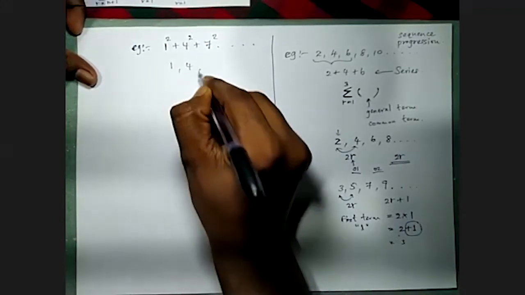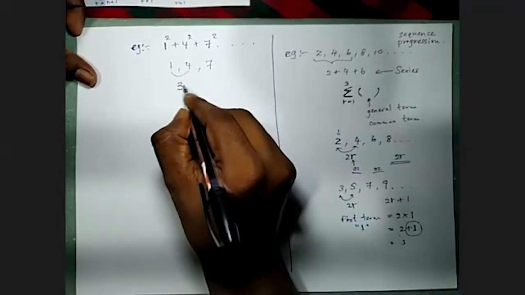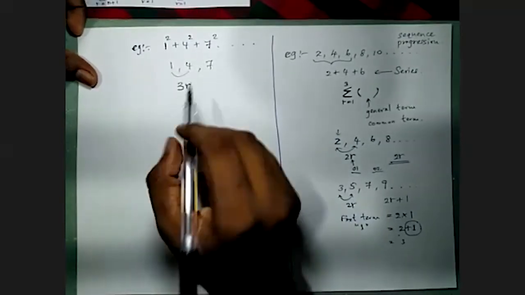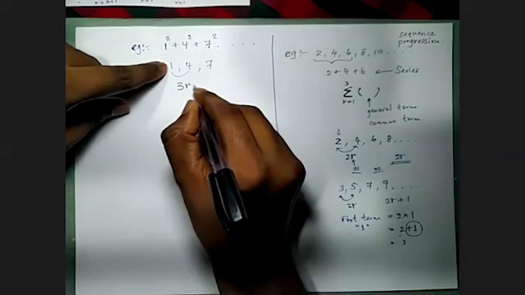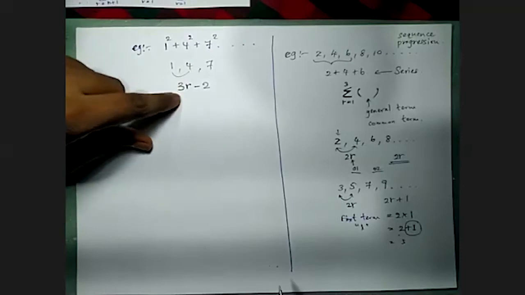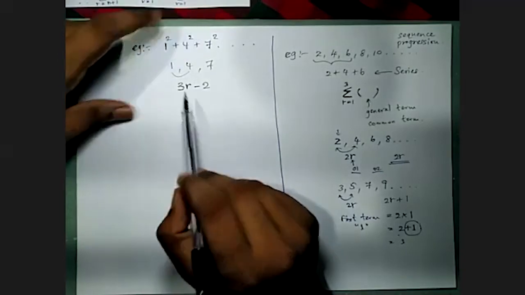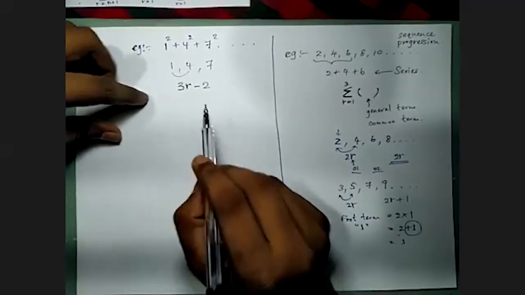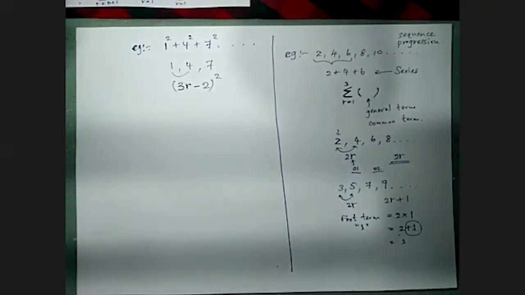Just consider the numbers 1, 4, 7. The common difference is 3. Then multiply that by r. You have 3r. Then substitute 1 here. 3 times 1 is 3. We should have 1. That means we have to subtract 2 from our answer 3. Then the general term without the square is just 3r minus 2. Since we have a square in each and every term, I have to put the square. That's it. Understood? Yes.